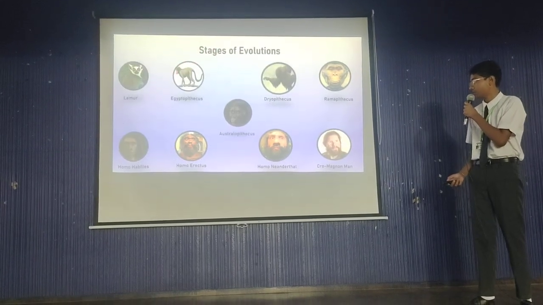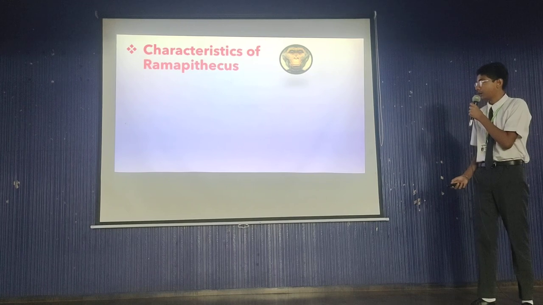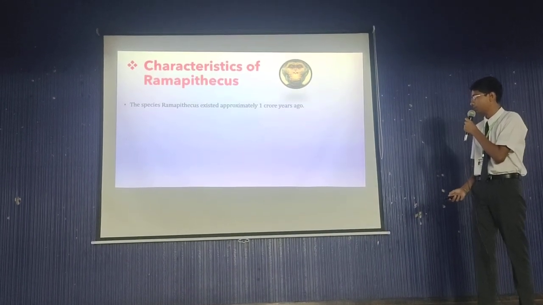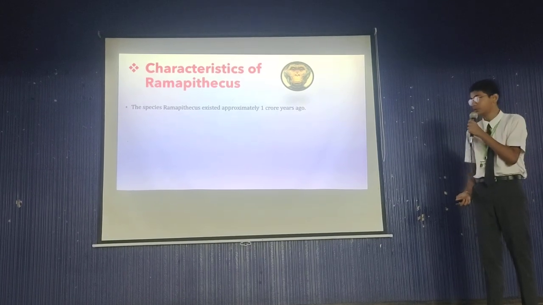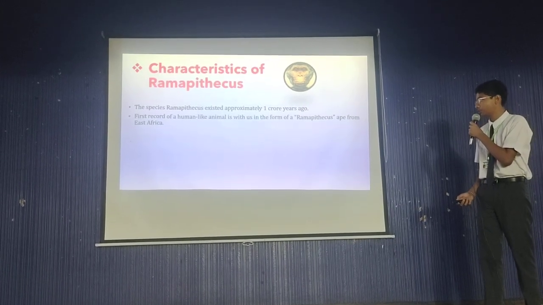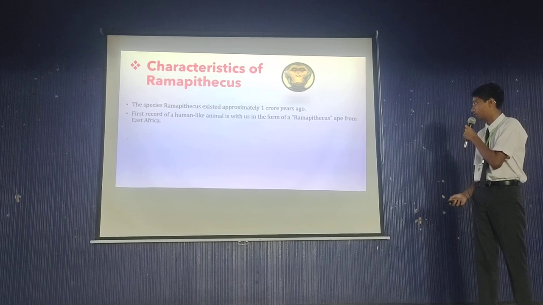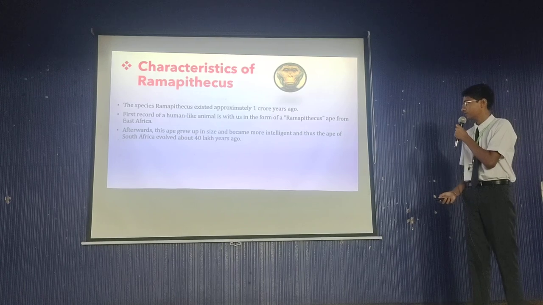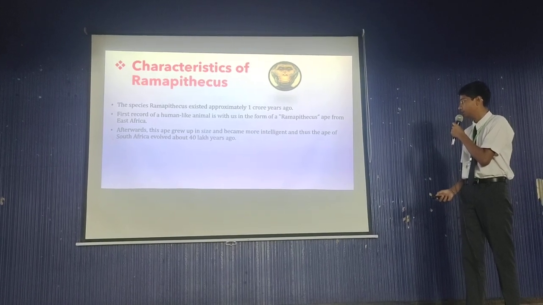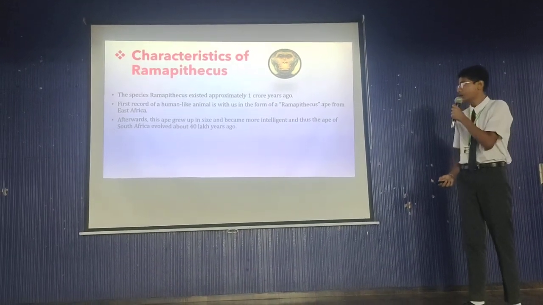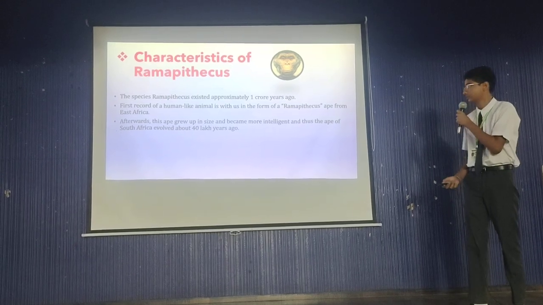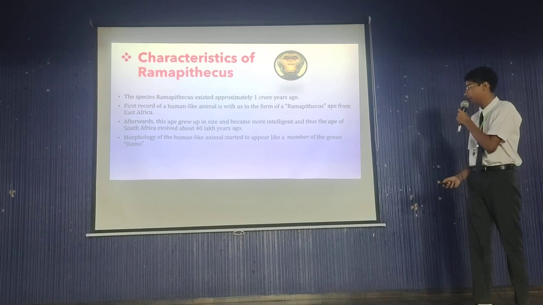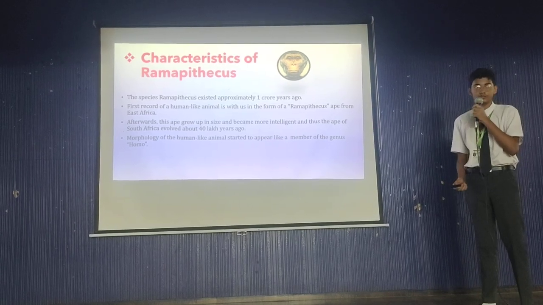The next stage is Ramapithecus. Characteristics of Ramapithecus are as follows. The species Ramapithecus existed approximately 1 crore years ago. The first record of a human-like animal is with us in the form of a Ramapithecus ape from East Africa. Afterwards, this ape grew up in size and became more intelligent, and thus the ape of South Africa evolved about 40 lakh years ago. The morphology of the human-like animal started to appear like a member of the genus Homo.